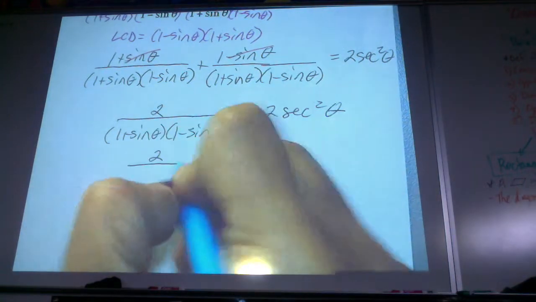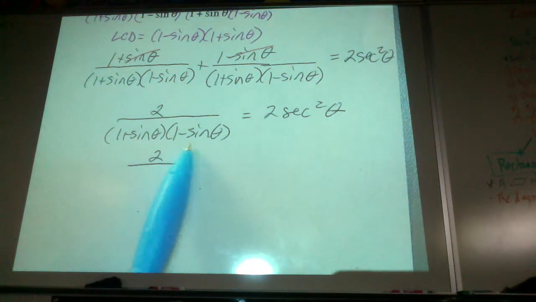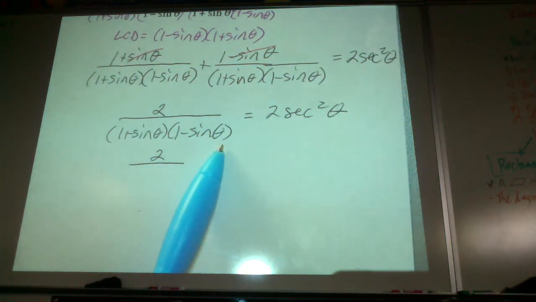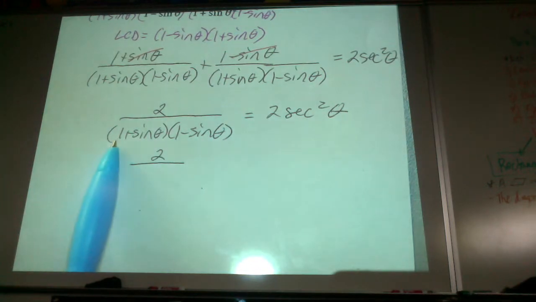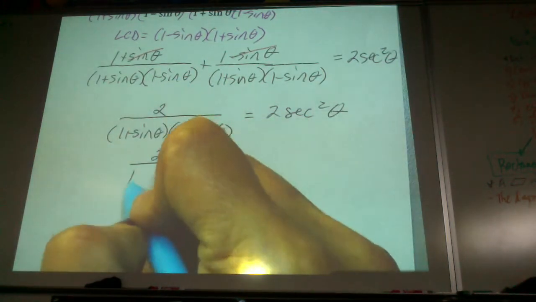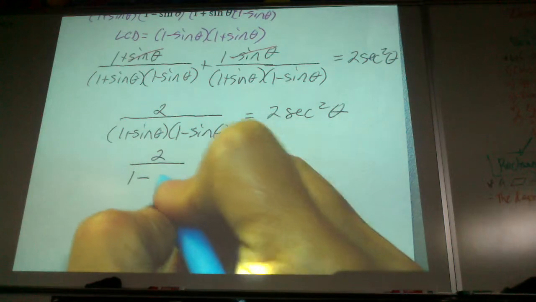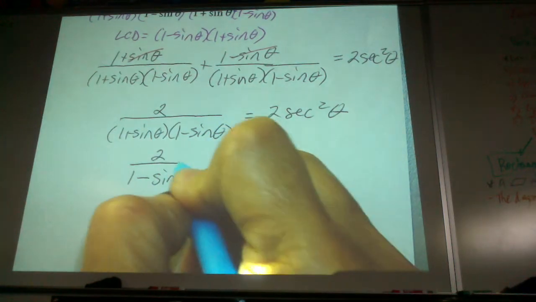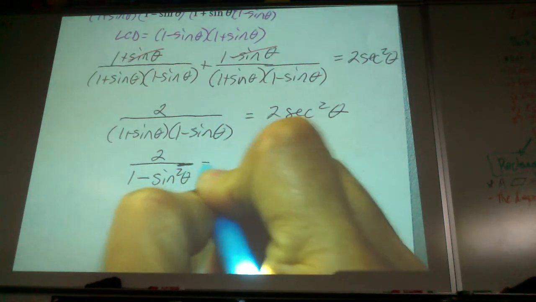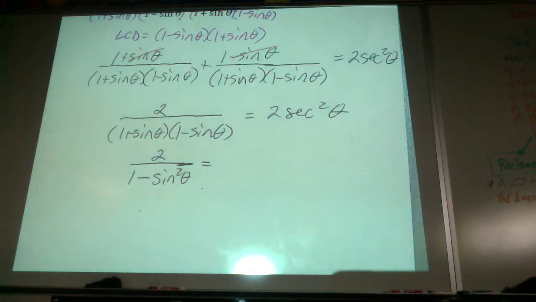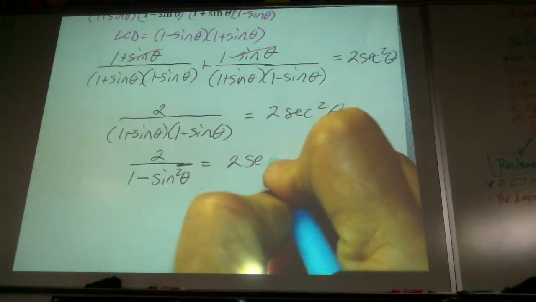So I'm going to multiply that out. This is a plus b, a minus b. It multiplies out as a squared minus b squared. So the first term squared is 1 minus the second term squared would be sine squared theta. If not, FOIL it out. You get the same thing. Your inner and outer terms are going to cancel out. You're left with just your first term squared and your last term squared, minus. Equals 2 secant squared theta.